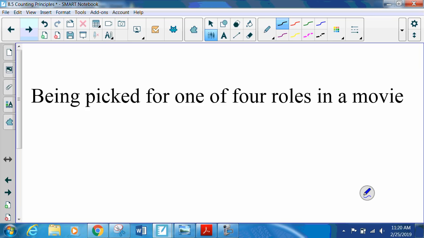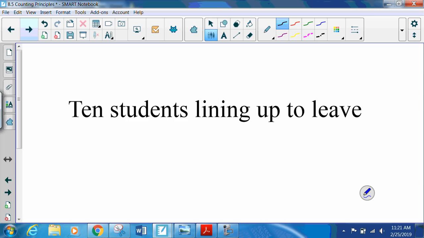Order matters. Maybe you don't want the role where you have to be mean. I wouldn't want that role either. So we are definitely committing to nPr. 4 roles in a movie, order matters which one you get. Okay, ready? Pause and commit.